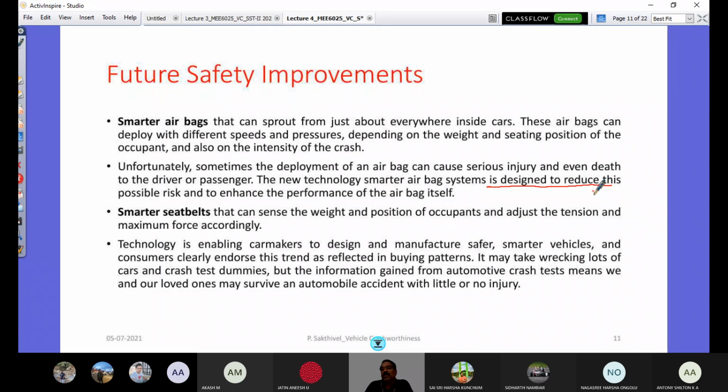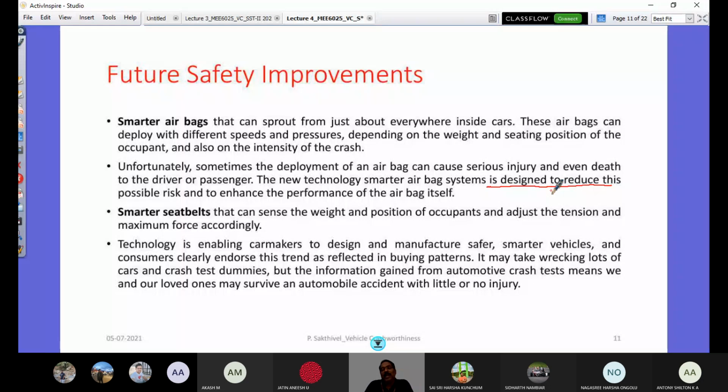The drivers are of different age group, different gender, and different physique. So in such cases, what would happen? The same airbag may not prevent injury. One person can be protected, but the same airbag can cause injury to another. So the airbag should be smarter, to understand who is sitting inside, what is the position of the occupant, and so on.